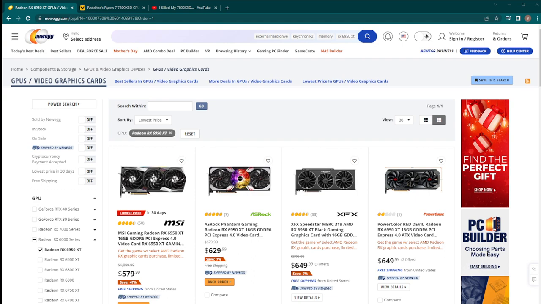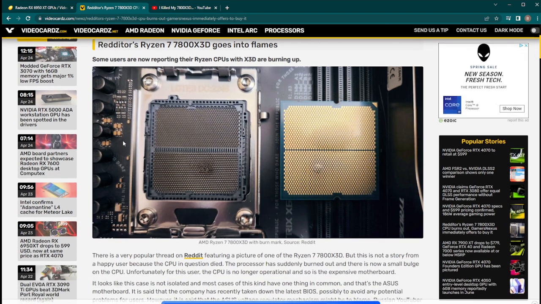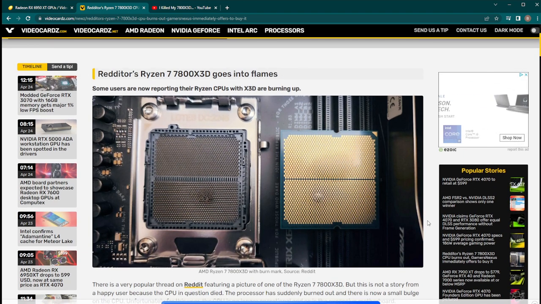Next topic, just going to move on. So, not all is well in AMD land. We've got a couple of 7800 X3Ds that have blown up. A little bit sensationalist title, but there may be something to this.